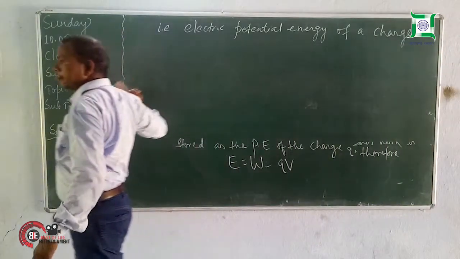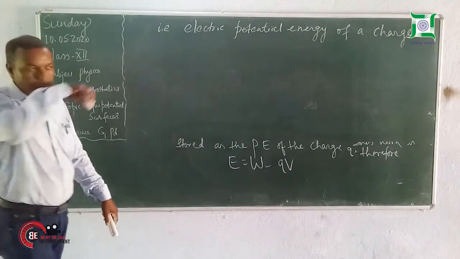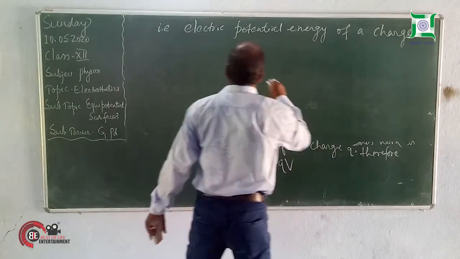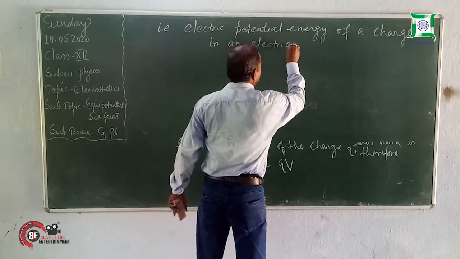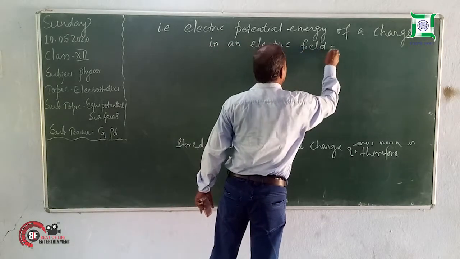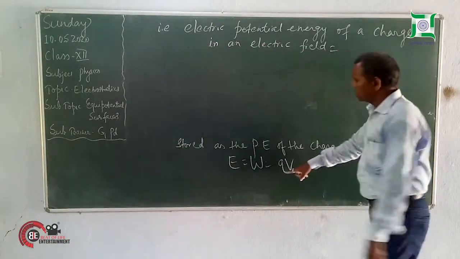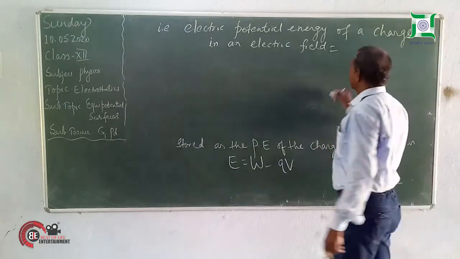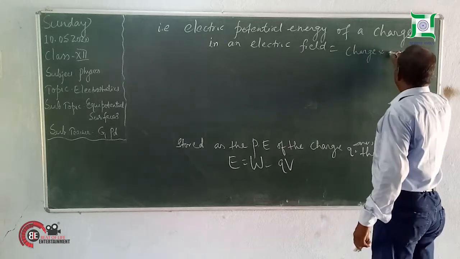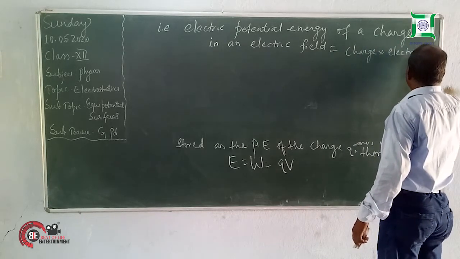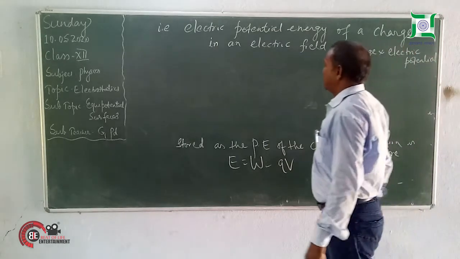Electric potential energy of a charge in an electric field is equal to charge into electric potential. Here is the charge and this is the potential.